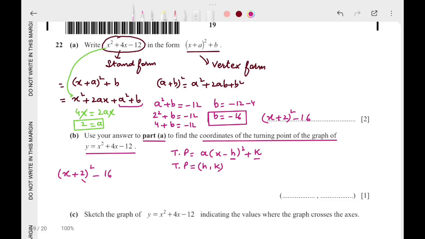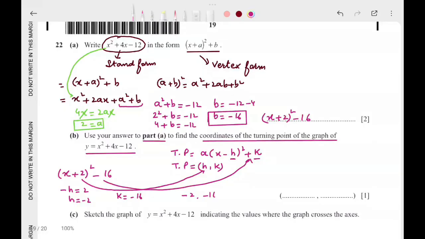Now we can compare this h with this h. So in place of positive h we are going to write negative h is equal to 2. So h would be minus 2. Now we can see that the value of k is equal to minus 16 if you compare this by this one. So the turning points would be minus 2 and minus 16.